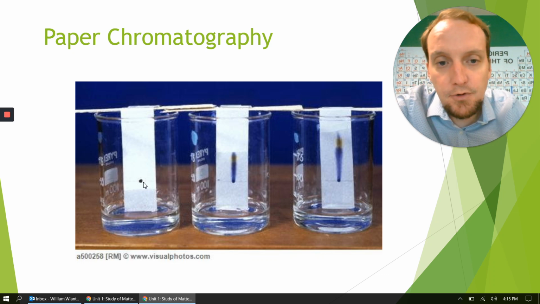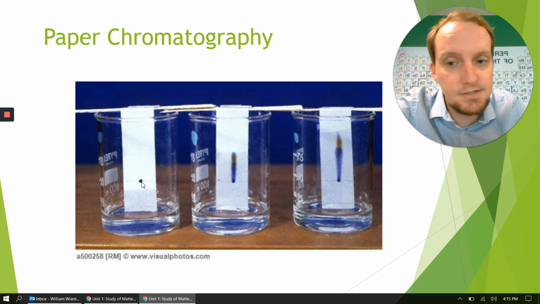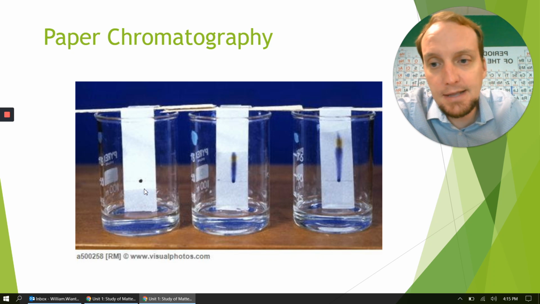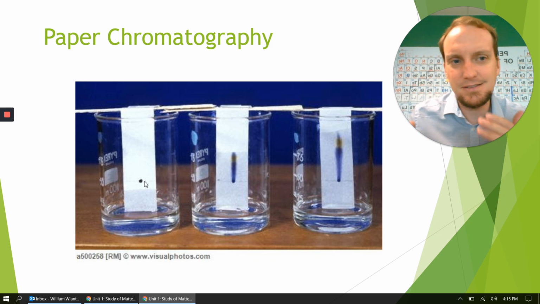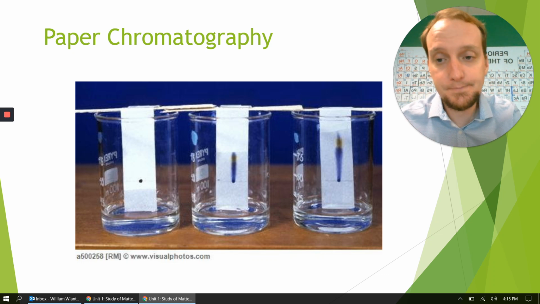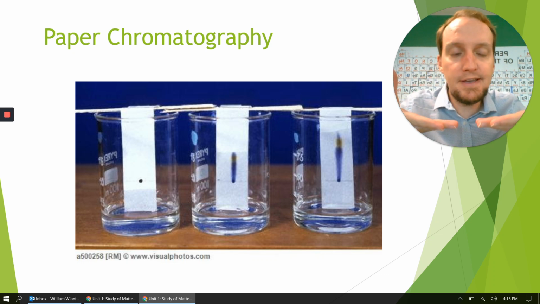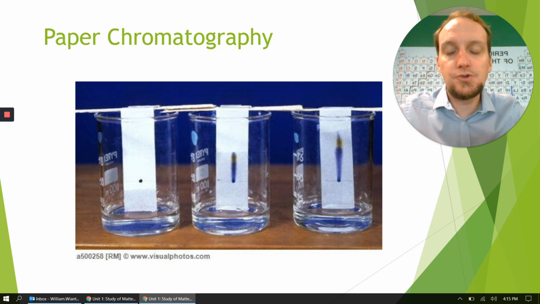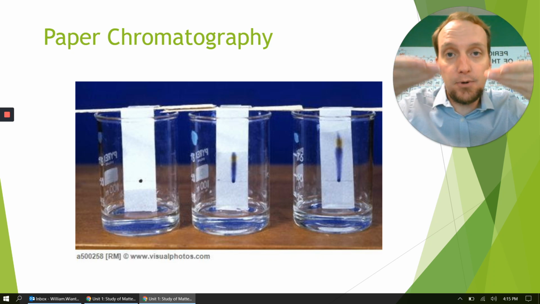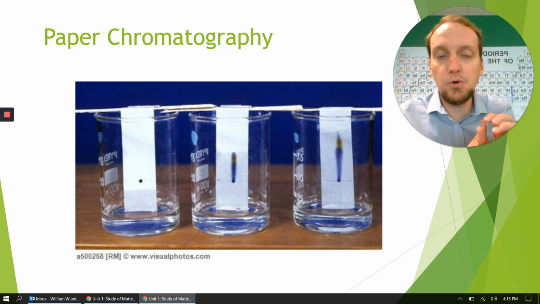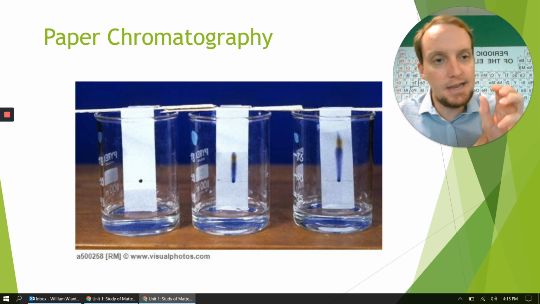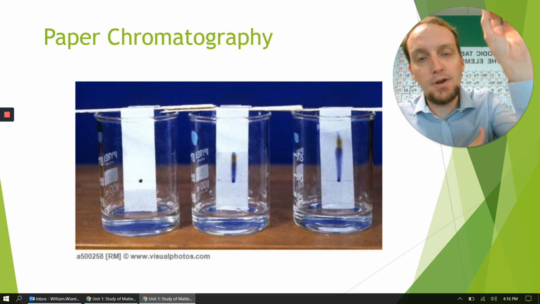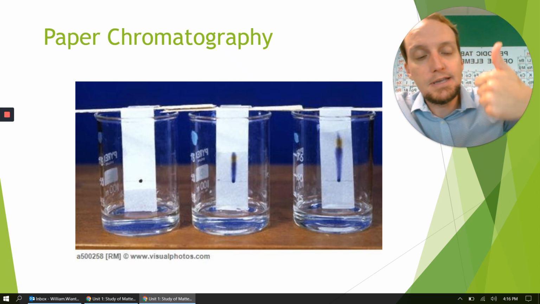Now what you have right here is some sort of dark dot. That could be ink from a pen, that could be chlorophylls from a plant, it could be all sorts of different things. Again, this is the simple example, not the most technical stuff. But as the mobile phase, the solvent, travels up the paper, the stationary phase, it will carry with it whatever is dissolved into that mobile phase, and in doing so will separate the mixture vertically as it travels up.